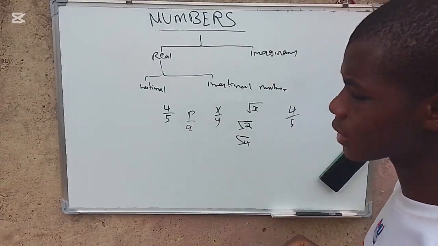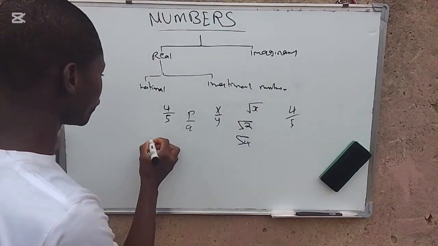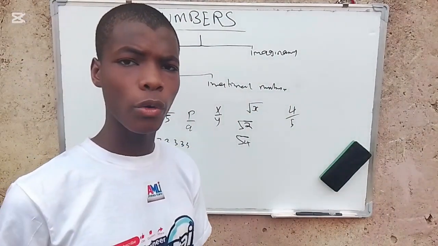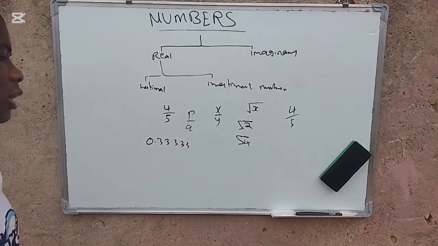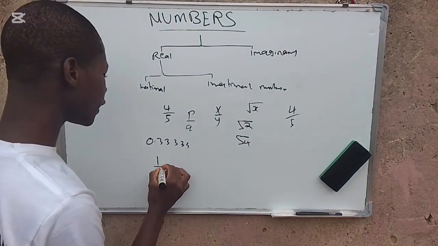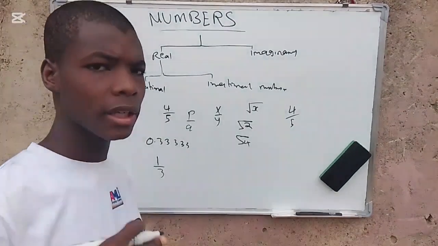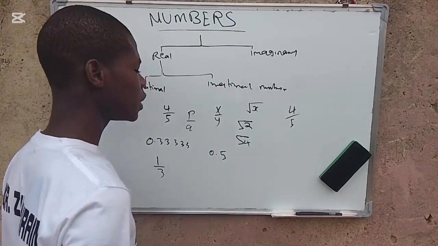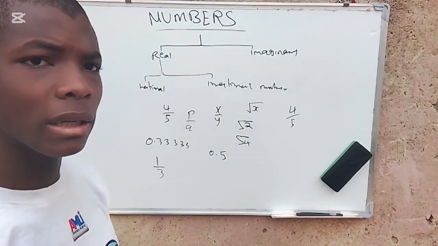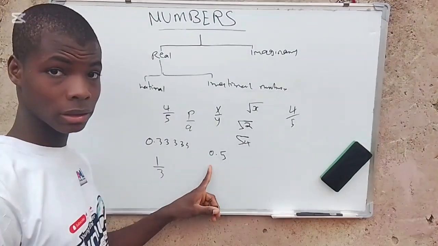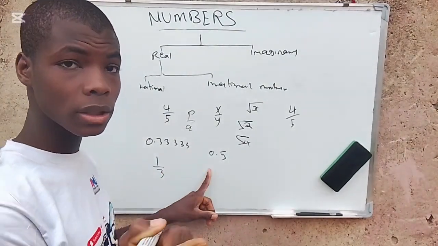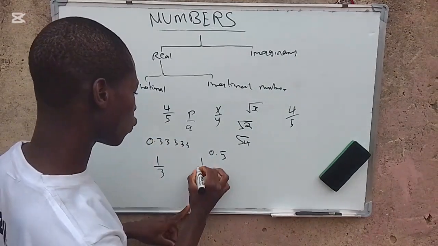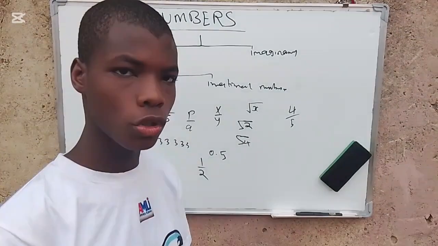So first, if I'm asked, what is 0.3333? Is it a rational number or an irrational number? This is a rational number, because if you say 1 divided by 3, it will give you 0.33333. And let's check 0.5. Is 0.5 a rational or irrational number? 0.5 is also a rational number. Why? Because 1 over 2 is equal to 0.5.